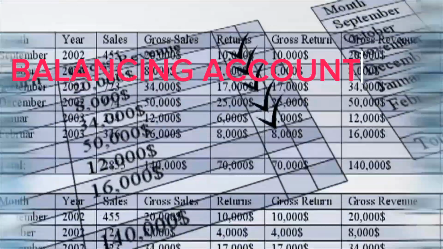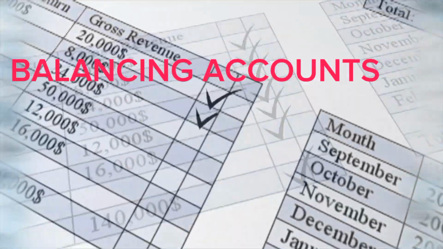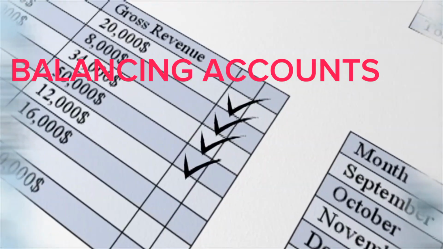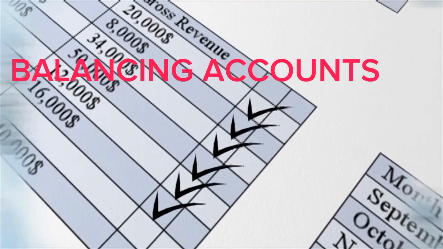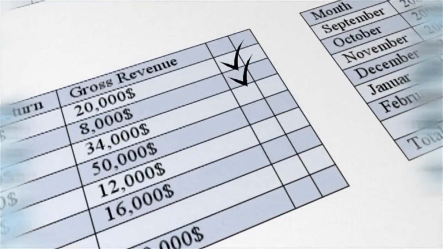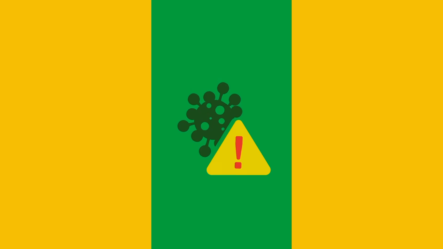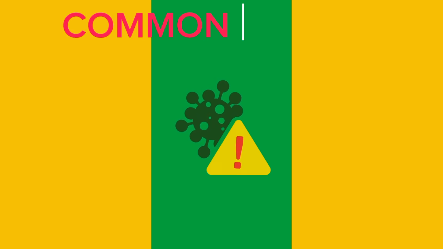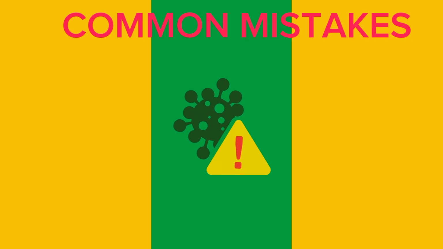Debits and credits must always balance. Total debits should equal total credits for each transaction. Recording an asset increase as a credit instead of a debit is a common error. Always follow the debit and credit rules.